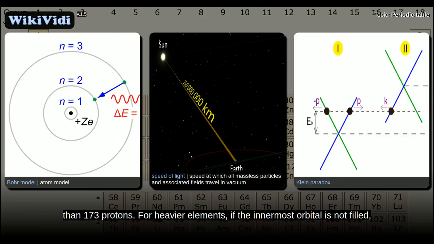For heavier elements, if the innermost orbital is not filled, the electric field of the nucleus will pull an electron out of the vacuum, resulting in the spontaneous emission of a positron. However, this does not happen if the innermost orbital is filled, so that element 173 is not necessarily the end of the periodic table.